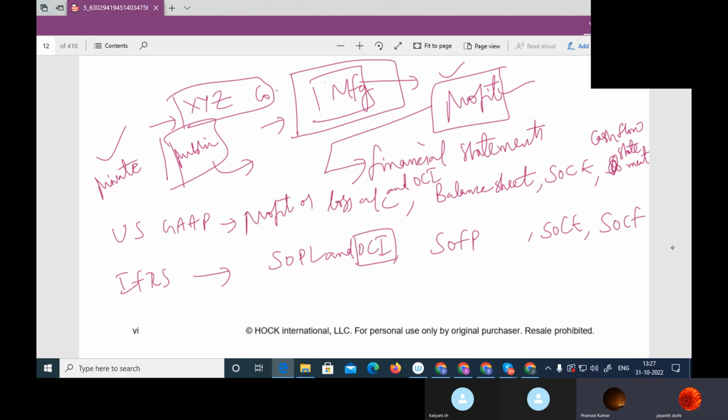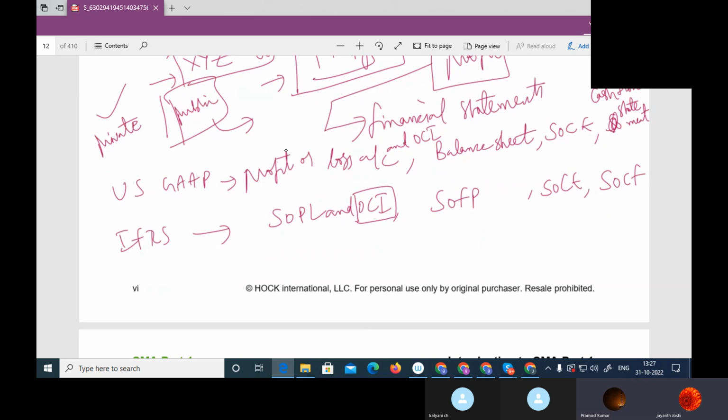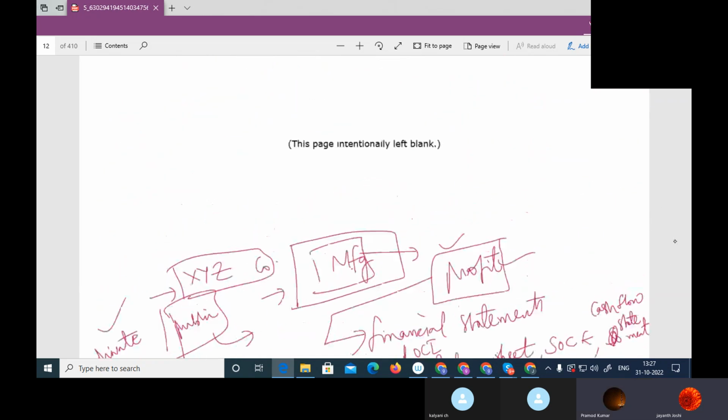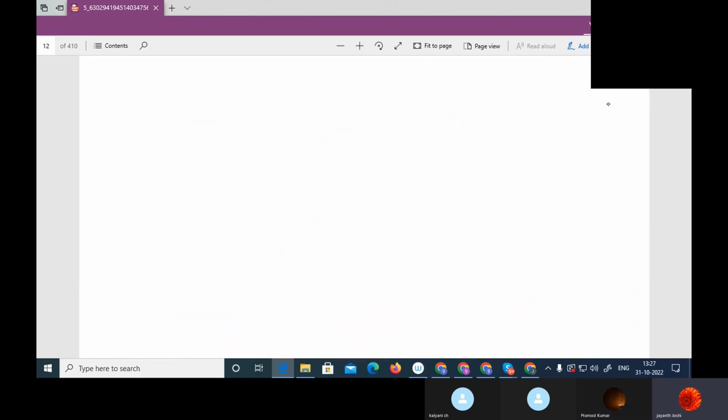Now today's chapter is all about knowing and understanding what these statements are. So we'll understand these statements right now with the help of some formats. I'll put the format in front of you. So here I am, just starting with SOPL, statement of profit or loss. Okay. So we will start with revenue.